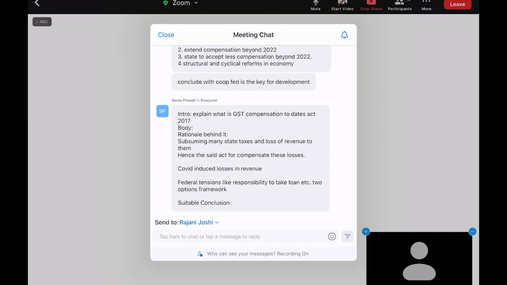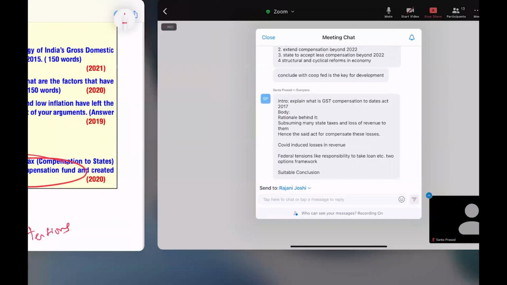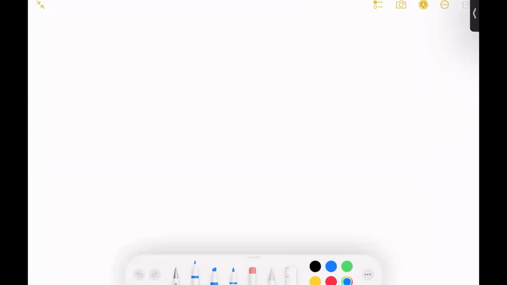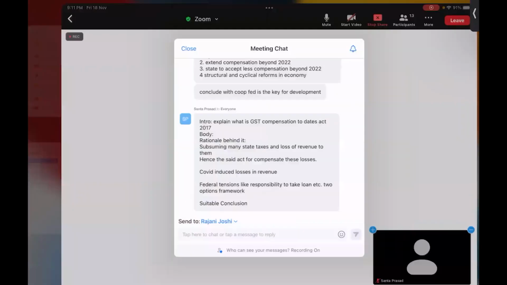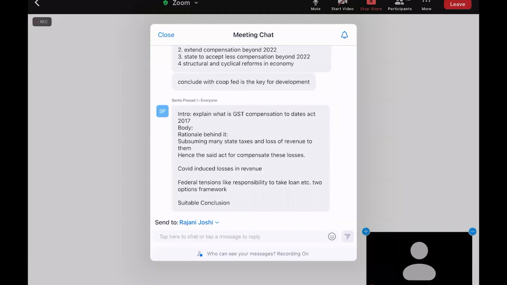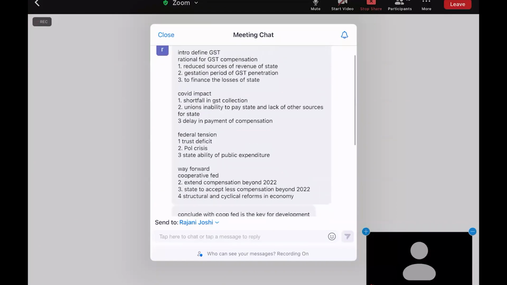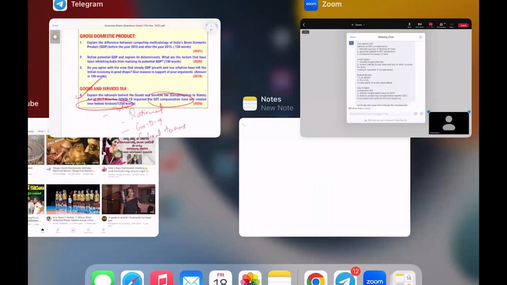Sir, like cooperative federalism, they have to come for an amicable solution to compensate these losses. So why are you unable to write that? Suitable conclusion means what? I did not understand. Sir, I'm afraid maybe you'll not see my chat box and you'll directly go to the answer. Why? Am I doing that? I'm seeing the chat boxes, right? Yes, sir. I thought you'll start explaining. That's why I just put this.